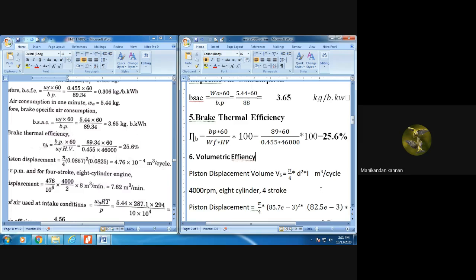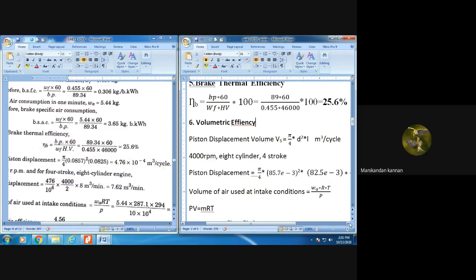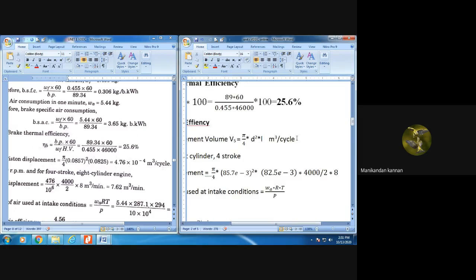So now you have to find out the piston displacement volume. That is pi by 4 d squared L. See, pi by 4 d squared L. It is coming in meter cube per cycle. I am explaining how much it is coming, 4.76. Sir, how much is the d value, sir? The d value, pi value and r value, sir. I have written here. No, see, let me copy this here.